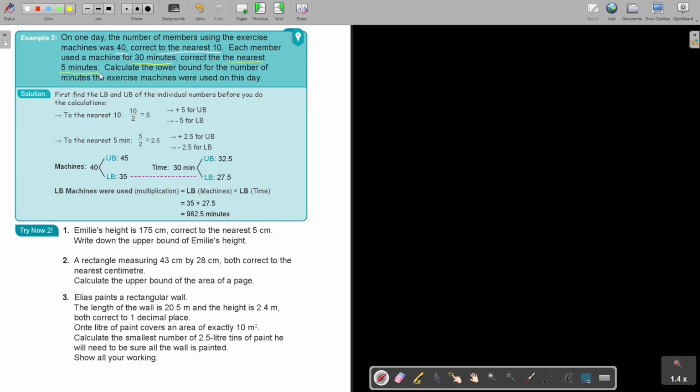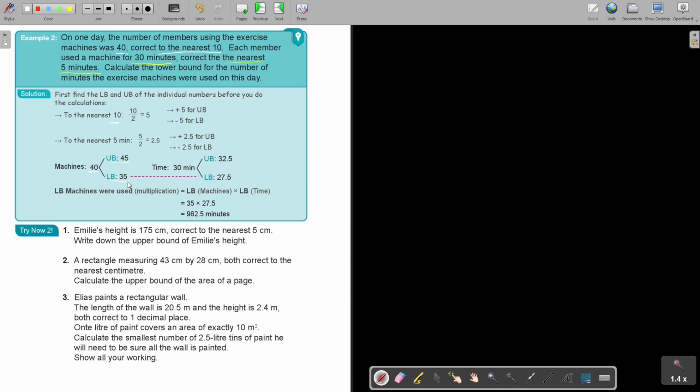Okay, so let's start. So first find the lower bound and the upper bound of the individual numbers before you do the calculations, as we always said. So if this is to the nearest 10, that white, which I showed you there, I divide 2 into 5. So I add 5 for the upper and I subtract 5 for the lower. Okay, and this is what I did here. It's the 40, so add 5 for the upper, subtract for the lower.